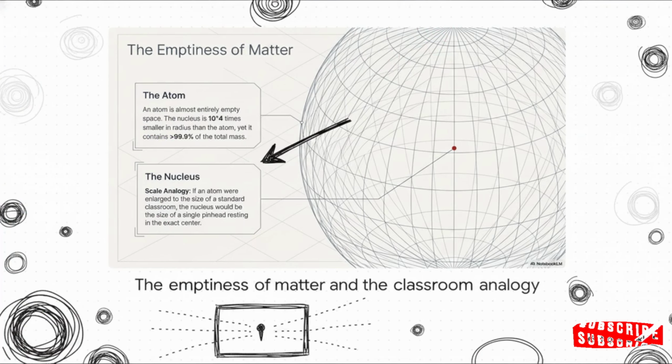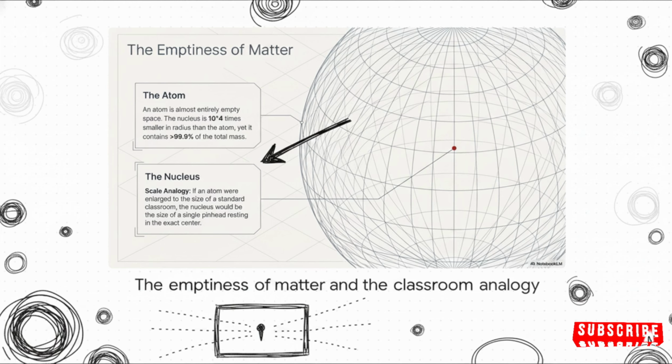To really wrap our heads around the mind-bending scale of an atom, you gotta realize something crazy. It is almost entirely empty space. The nucleus is actually 10,000 times smaller in radius than the whole atom itself, yet miraculously, it contains over 99.9% of the total mass. To make this stick for your exam, just think of the classroom analogy.